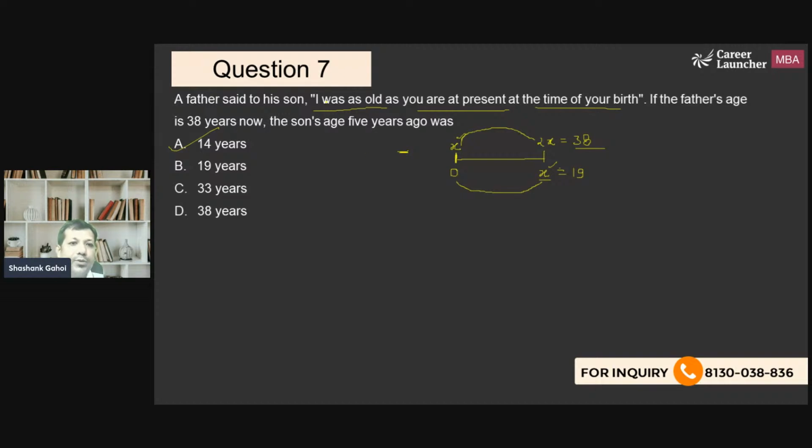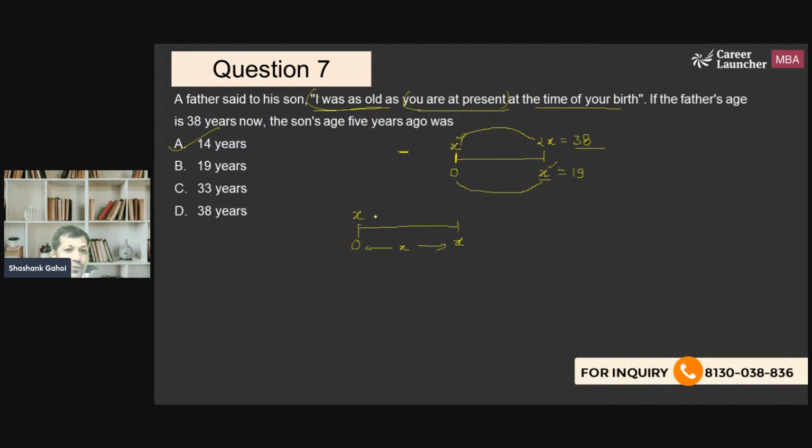अच्छा ठीक है, इसको एक बार थोड़ा सा और कॉम्प्रिहेंड करने की कोशिश कर लेते हैं. I was as old as you are present. ठीक है, I was as old का मतलब ये हुआ कि मैं उतने साल का था जितने साल के तुम हो. तो मतलब सन x साल का है, मैं उतने साल का था. कब? कब का मतलब जब तुम पैदा हुए. दीपेश, did you get this point? मैं उतने साल का था जितने साल के तुम हो. कब? जब तुम पैदा हुए. राइट?